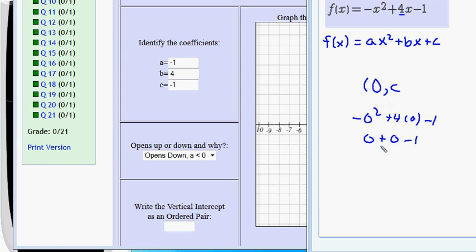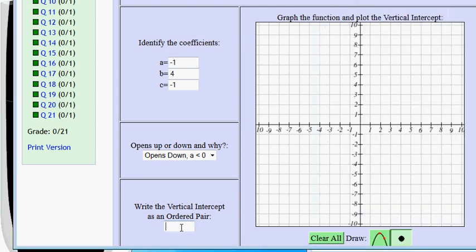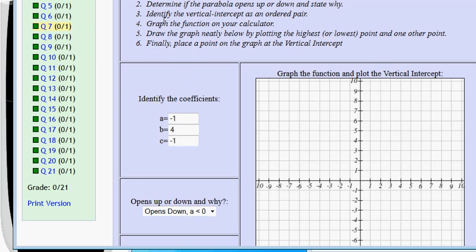So by plugging in 0, you get negative 1, which is exactly what our value of c was to begin with. So in general, your vertical intercept is always going to be (0, c). In our case, c was negative 1. So our vertical intercept in point notation is left parenthesis 0, negative 1, right parenthesis. So I'm going to go back here and do just that. Type in left parenthesis, shift 9, 0, c was negative 1, right parenthesis, so shift 0 on the keyboard. And that's the answer to question 3.